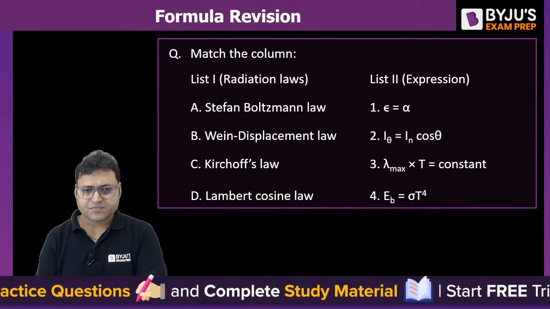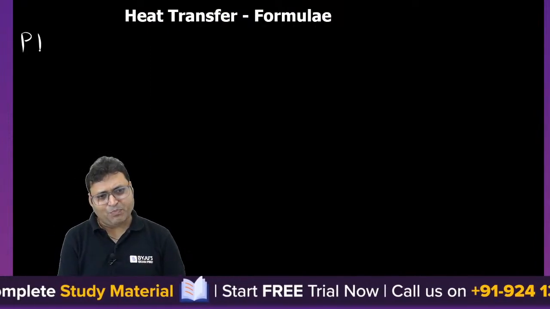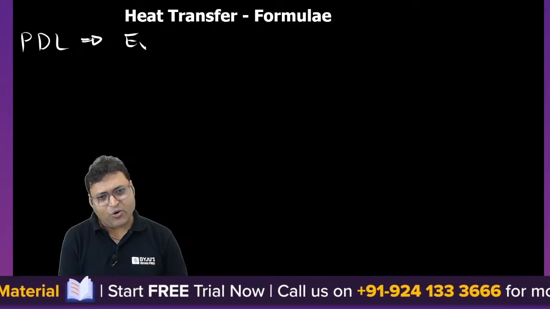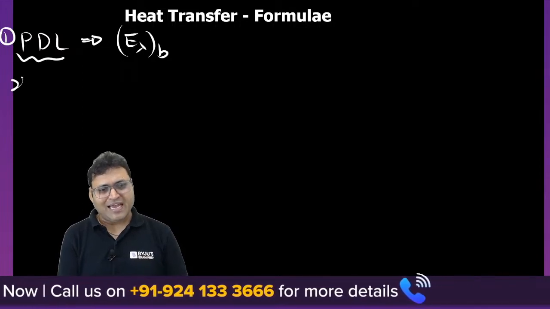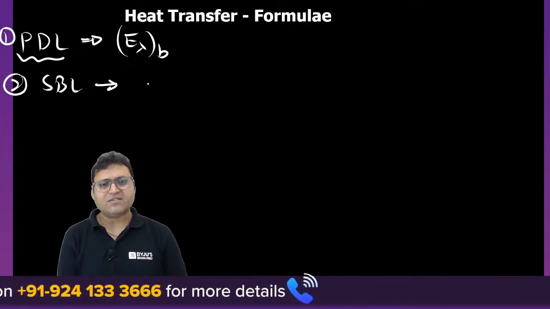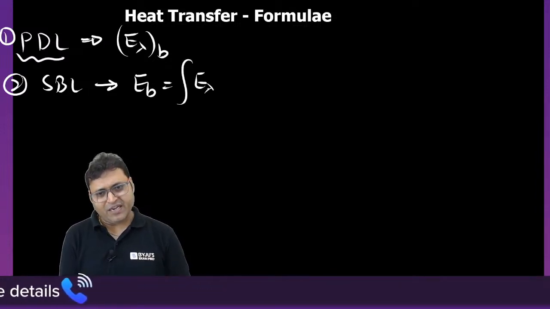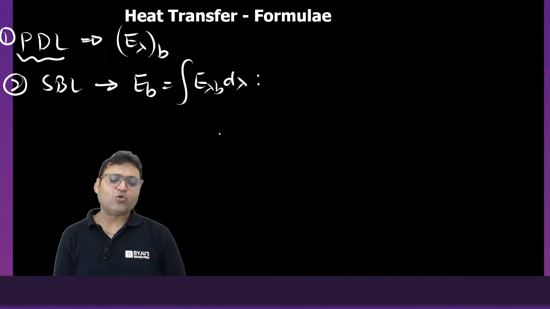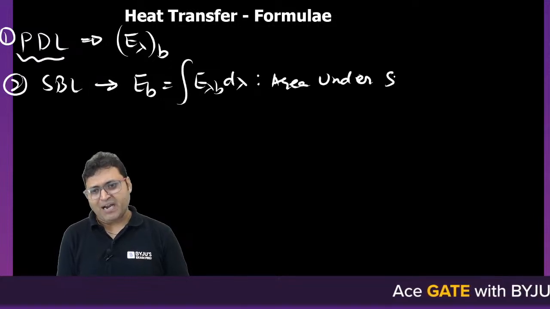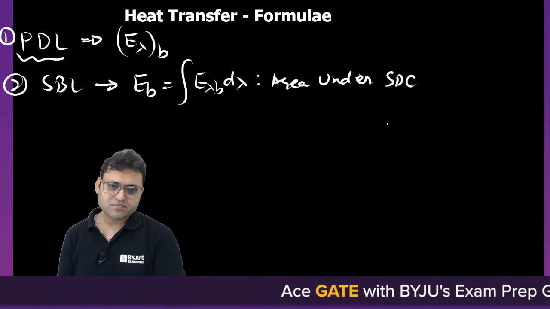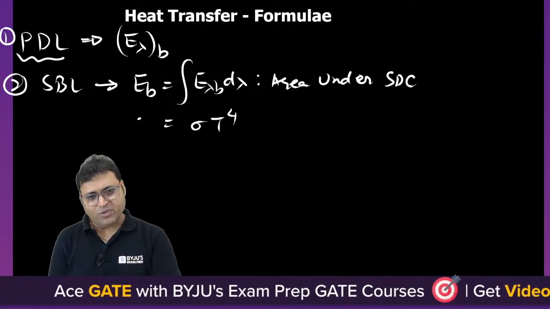Let me first talk about some radiation laws. There is a law called Planck distribution law. It is about the monochromatic emissive power of a black body. Then Stefan-Boltzmann law, also called the fourth power law. That is for Eb, which is the integration of E lambda b d lambda, the total emissive power of the black body, which is the area under the spectral distribution curve on the lambda axis, and that is given by sigma into T to the power 4.